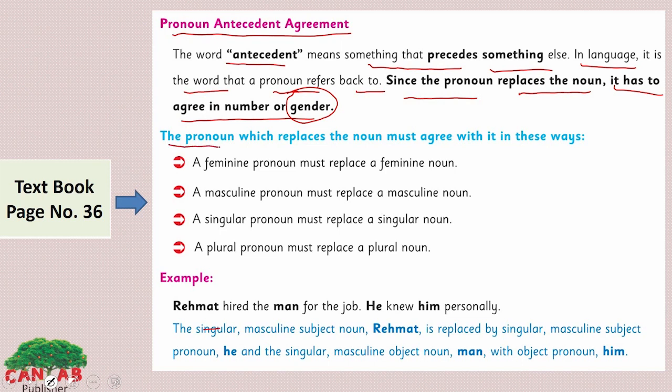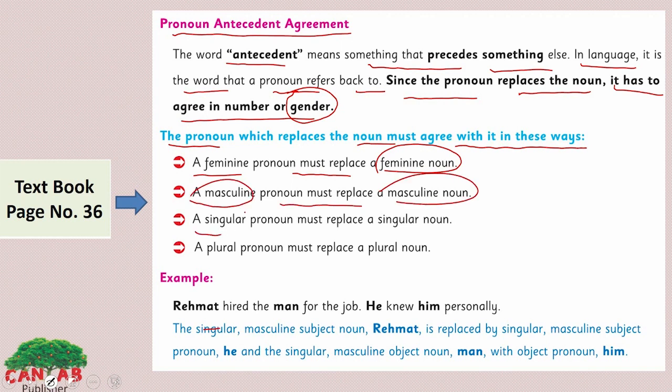Now look at here. The pronoun which replaces the noun must agree with it in these ways. A feminine pronoun must replace a feminine noun. A masculine pronoun must replace a masculine noun. A singular pronoun must replace a singular noun. And a plural pronoun must replace a plural noun.